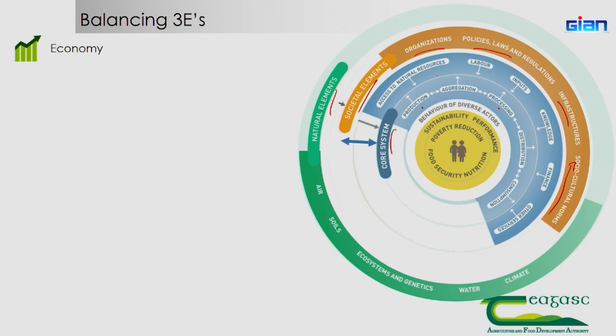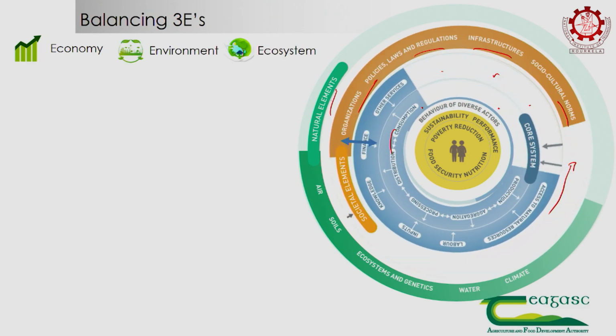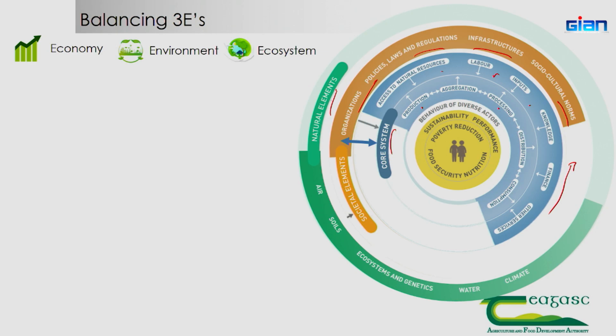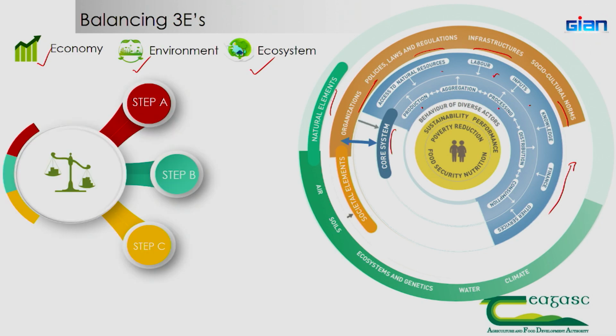And then you have your access to natural resources. If water is there, do you have access to it? Labor, input, knowledge, finance, and other services. So the whole point is to make a proper balance between economy, environment, and ecosystem. If you are able to balance the 3 E's, we will be taking a step towards a sustainable food system. So how can we achieve a robust balance between these 3 E's? Any suggestions?